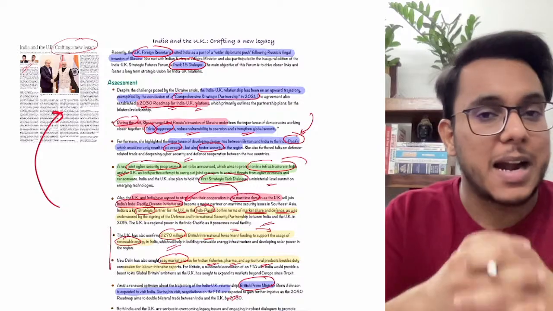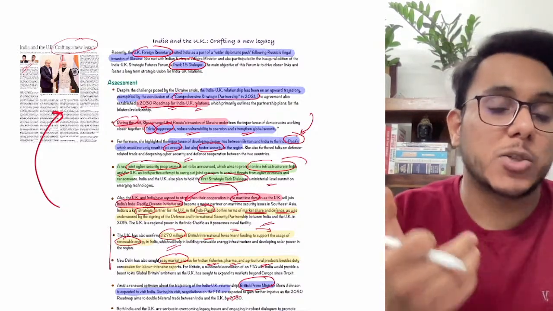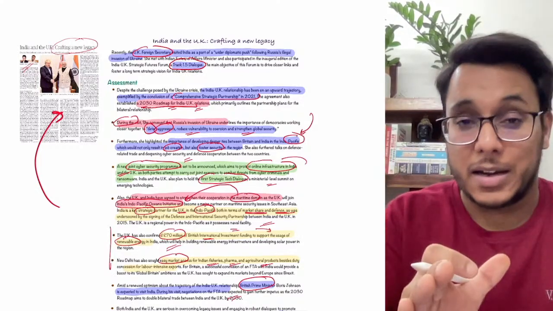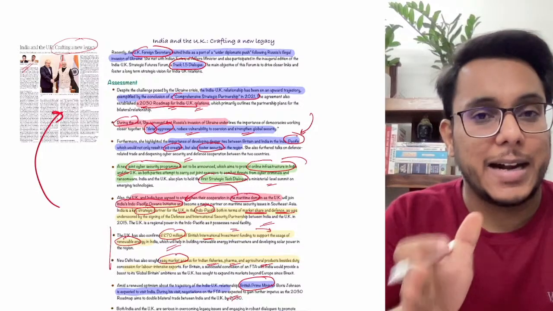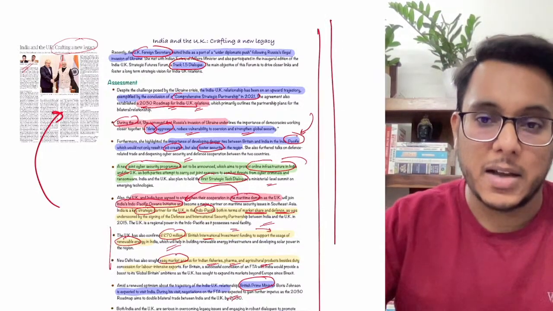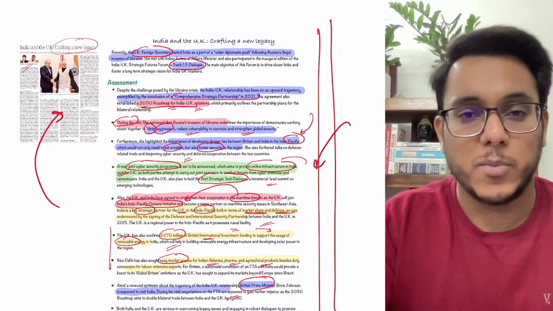So, guys, this is actually a very good article on the key milestones achieved between these two countries. You can directly add this in your IR notes under the heading of India-UK relations. So all these are the converging points, all these are the cooperations that have been taken. So that is all, guys, about it. And now we'll move to the next article.